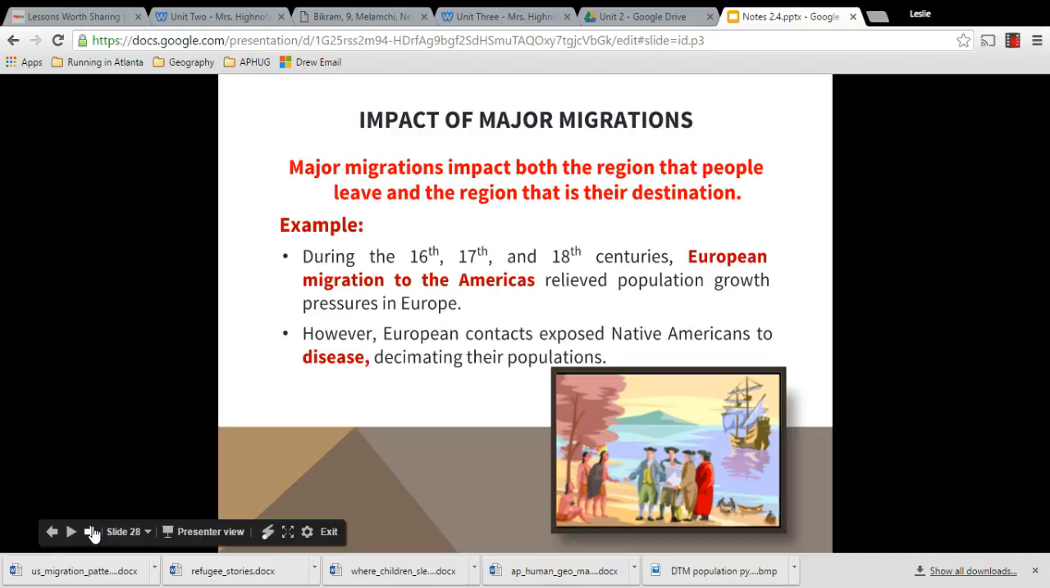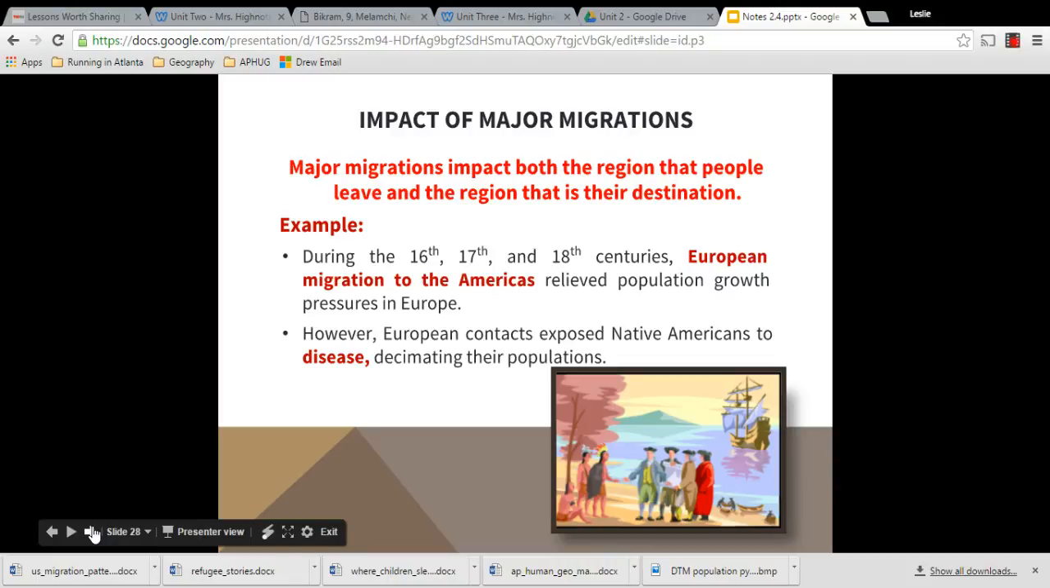Impacts of major migrations: major migrations impact both the region that the people leave and the region that is their destination. During the 16th, 17th, and 18th centuries, European migration to the Americas relieved population growth pressures in Europe. If you'll remember back to previous notes, Thomas Malthus was commenting on population growth in Europe and that the overpopulation was going to create unnecessary strains on the environment. But migration to the New World eventually relieves some of that population pressure.